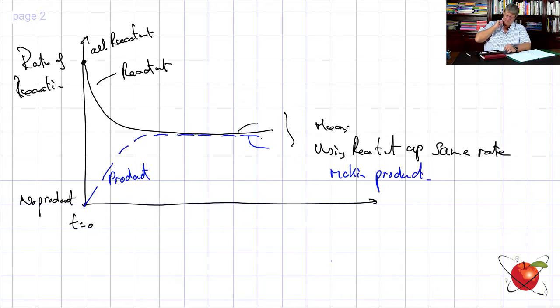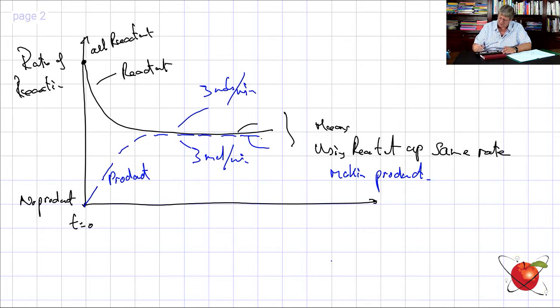Okay, does that make sense? I've got all reactant at the beginning, and we said it goes quite steeply down, and then it levels off. So this here could be, for example, 3 moles per minute. And the one underneath would also be 3 moles per minute. In other words, I'm using up reactant, and product is the same in effect at equilibrium.